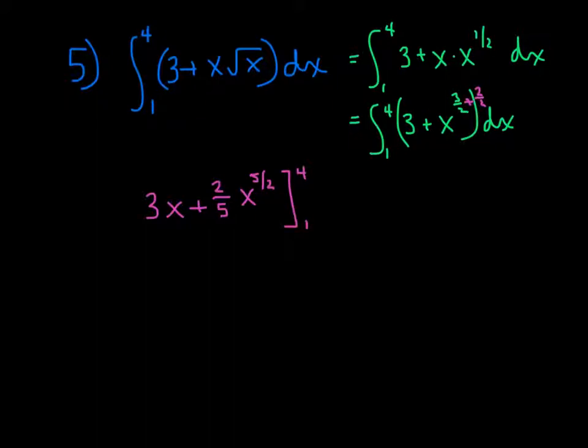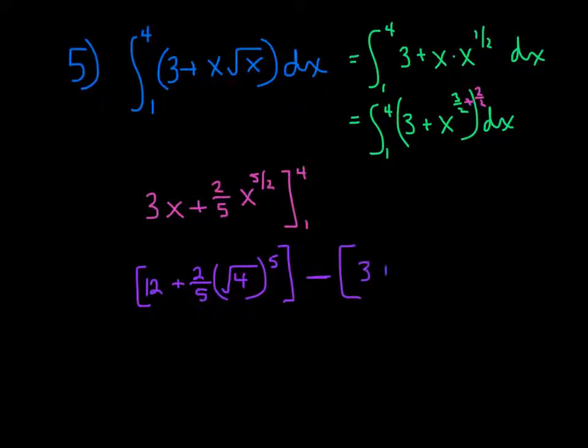Okay, so now let's go ahead and plug in my upper and lower bound. My upper bound is 4, so I'd have 3 times 4, which would be 12, plus 2/5 times 4 to the 5/2. I'm going to write that as the square root of 4 all to the 5th power. Minus, now plug in your lower bound. So 3 times 1 is 3, plus 2/5 times 1 to the 5/2 is just 1, so I'm going to leave it like that. All right, let's definitely clean up this left-hand side.